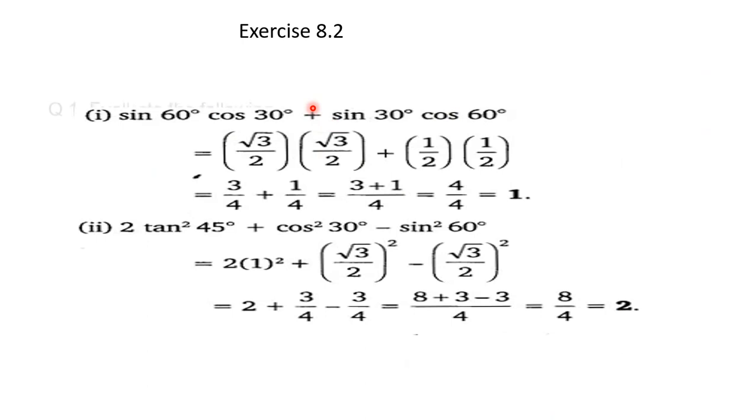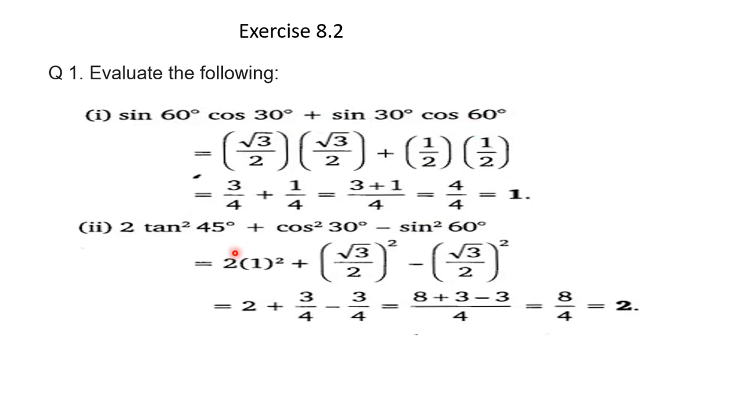So exercise 8.2, question number 1 is evaluate the following. The first problem is sin 60 degree into cos 30 degree plus sin 30 degree into cos 60 degree. As we know the values for these degree measures, we can write root 3 by 2 into root 3 by 2 plus 1 by 2 into 1 by 2, so it is equal to 3 by 4 plus 1 by 4, and on simplification, we get 3 plus 1 upon 4, that is 4 by 4, which is equal to 1. So we can say sin 60 degree into cos 30 degree plus sin 30 degree into cos 60 degree is equal to 1.